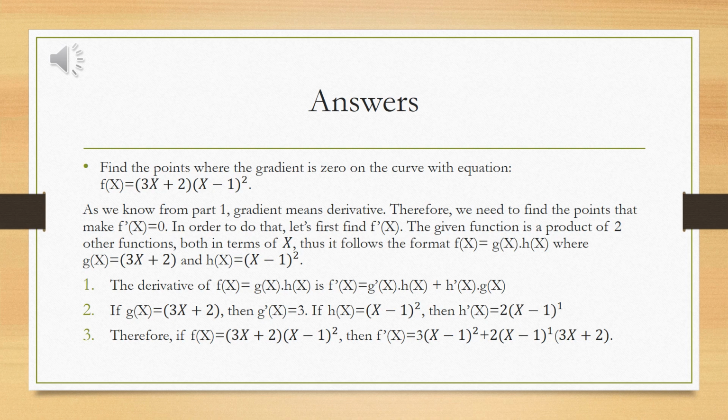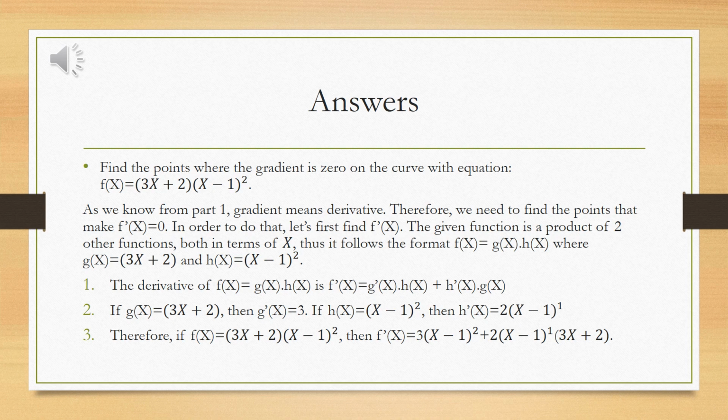The given function is a product of two other functions, both in terms of x. Thus, it follows the format f of x equals g of x times h of x, where g of x is 3x plus 2 and h of x is (x minus 1) squared. If g of x is 3x plus 2, then g prime of x is 3. If h of x is (x minus 1) squared, then h prime of x equals 2 times (x minus 1).